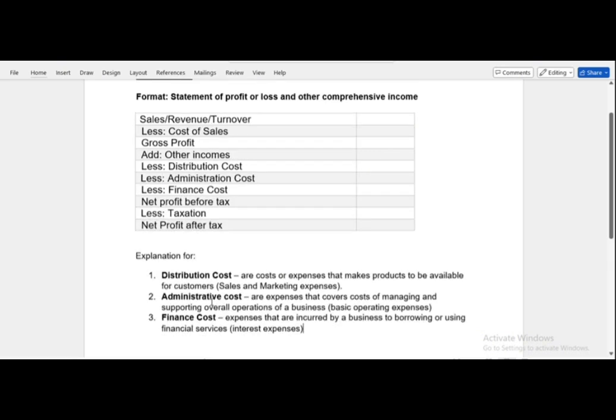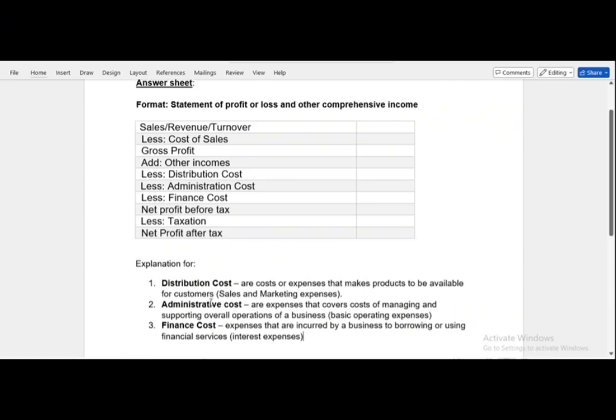And the one that I did not explain, other incomes, is going to be investment income or interest income, rent income, or any other income, like credit losses recovered. What else? Adjustment on provision for credit losses, which can be an income or expense. So we'll explain that better in the next question or the next topic.